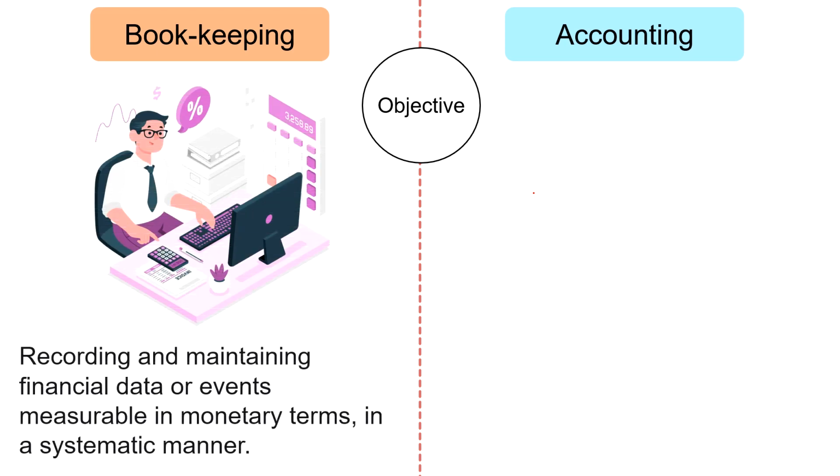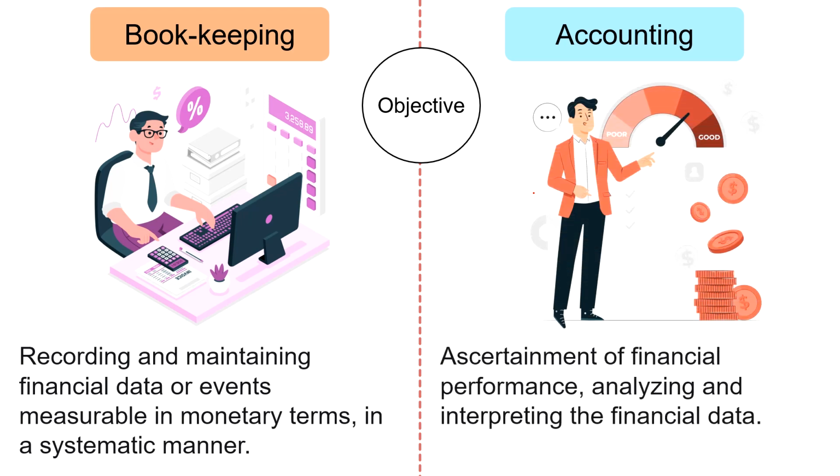Objective. The objective of bookkeeping is to systematically record and maintain financial data or events which are measurable in terms of money. Conversely, the objective of accounting is ascertaining the financial performance, analyzing and interpreting the financial information so that it can fulfill the needs of the users.